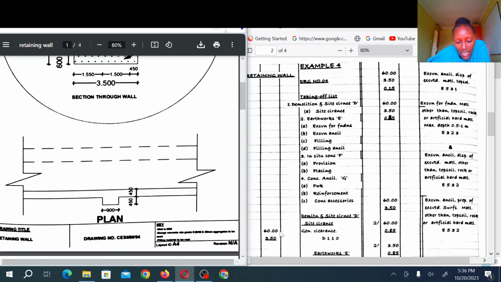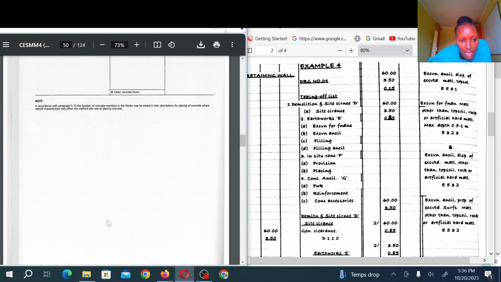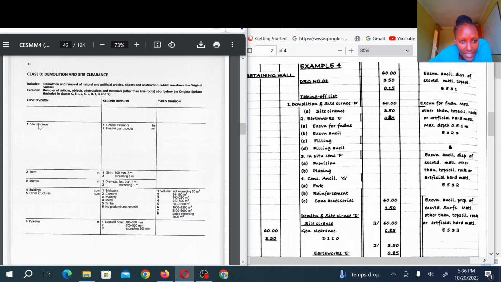So 60 meters by 3.5. When you are writing the description using the CSMM, we only follow what is in the CSMM. So we shall go to Class D. We shall see general site clearance, and we shall say general clearance. It should be measured in hectares. So to measure in hectares, we shall need to find the area first in meters squared, then convert it to hectares.